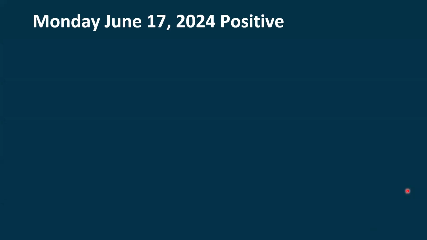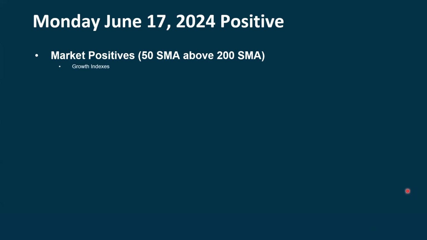And then at the very end, I take a list of all those things that are positive. And my definition of positive for this video is when the 50-day simple moving average is above the 200-day simple moving average. We have the growth indexes when you look at them by themselves, as well as the value indexes. Copper's in an uptrend, but pulling back lately. The British pound against the US dollar. Gold is in an uptrend.